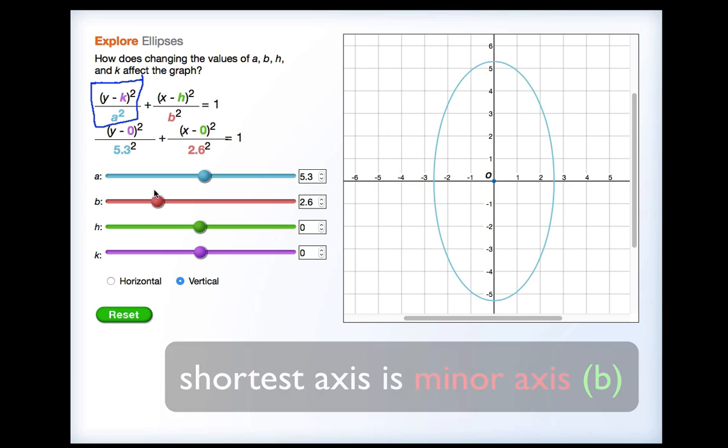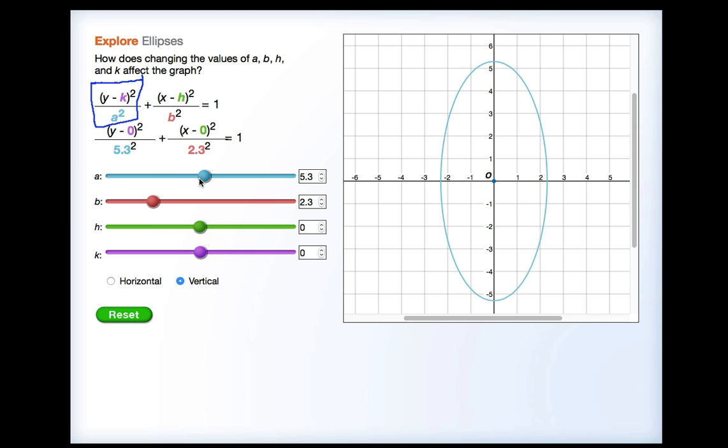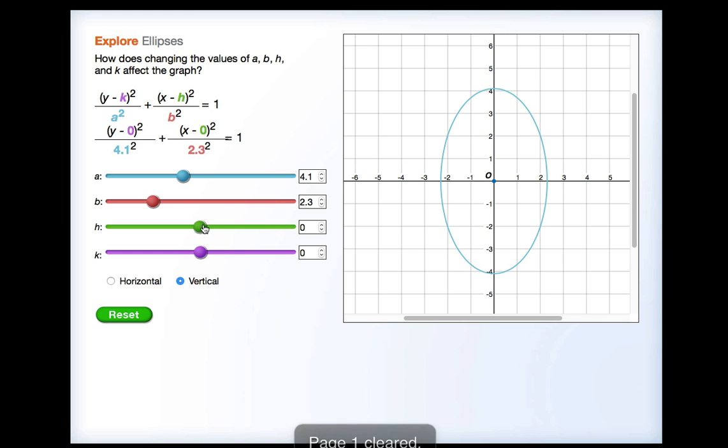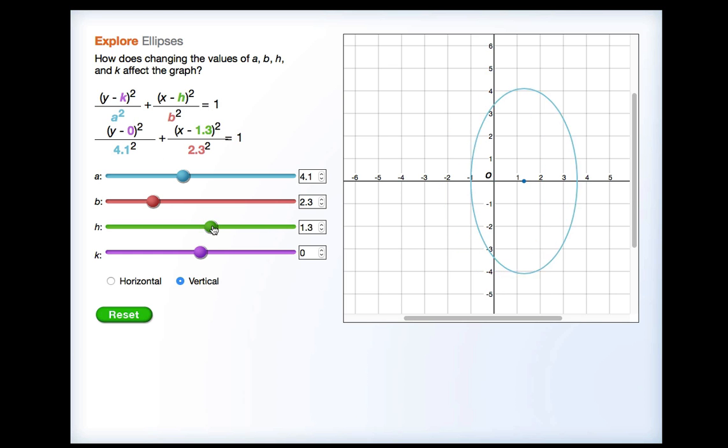All right. Now let's see what happens when we change our h. Let me erase what's going on here. Look what happens when I change my h. Manipulating the h moves the ellipse along the x-axis. And then manipulating my k, just like with my previous equations, I'm able to translate it along the y-axis.